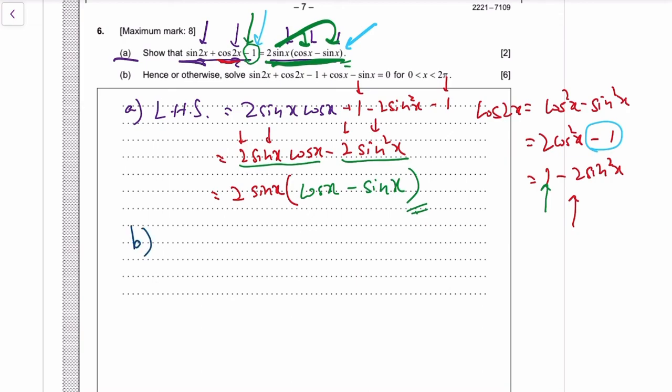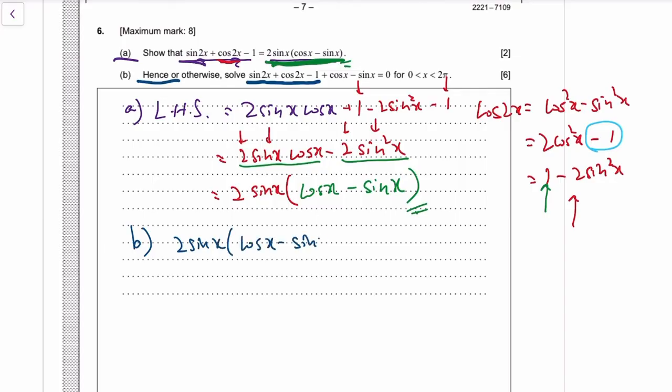Then B. So obviously we should be able to use part A. So that seems to be this part. So we'll substitute the right hand side into there. Right, so we have 2 sine x cosine x minus sine x plus that, equal to 0.